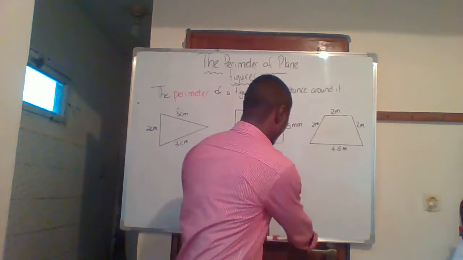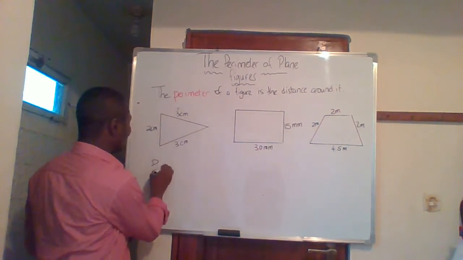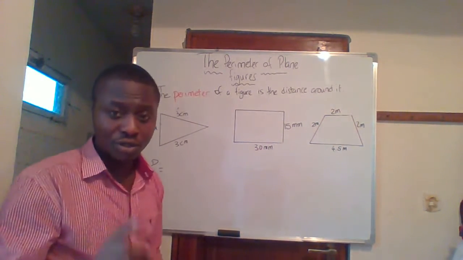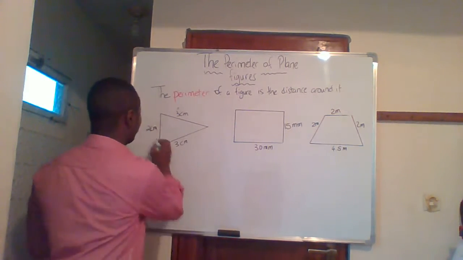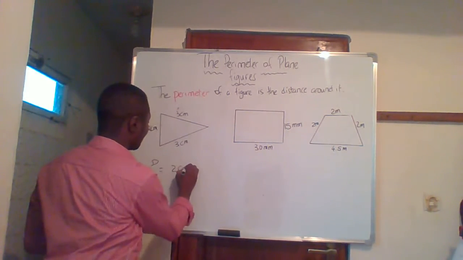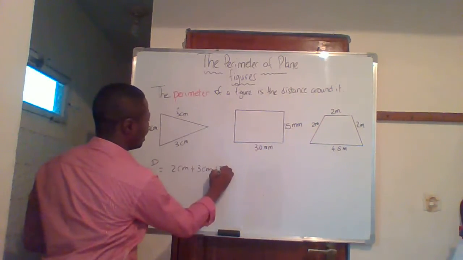Now, so let's figure out the perimeter. What is the perimeter? The perimeter is denoted by the letter P. You need to make sure you write the letter P. It stands for perimeter. And then you have this side is 2 centimeters, plus this side which is 3 centimeters, plus this one which is 3 centimeters.